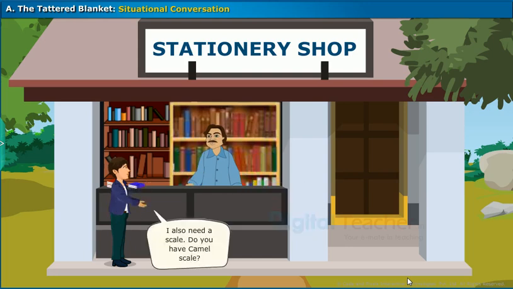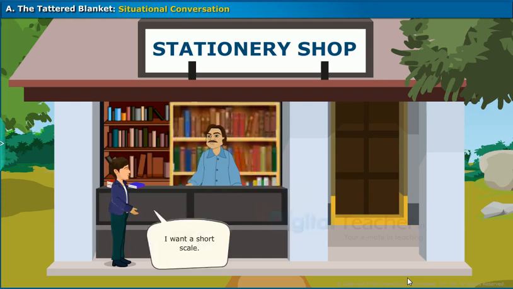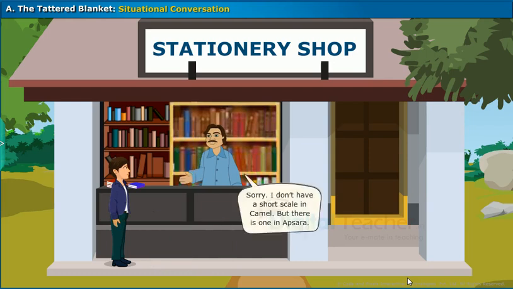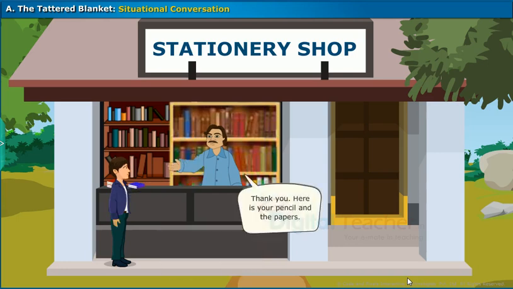I also need a scale. Do you have camel scale? Yeah, I have. Do you want a long scale or short scale? I want a short scale. Sorry, I don't have a short scale in camel, but there is one in Apsara. But I want only camel. Okay, no problem. I will get it from other shop. So I have to pay you total ₹10. Please take it. Thank you. Here is your pencil and the papers. Thank you. Welcome, my boy.